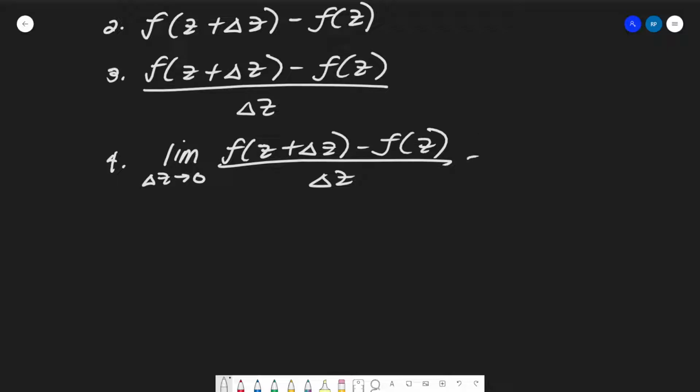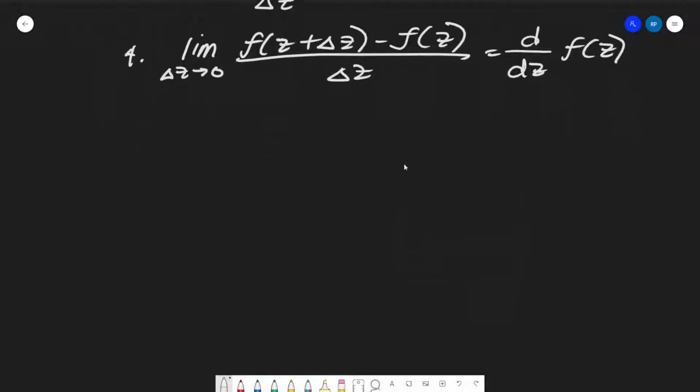And this is actually the derivative, d over dz of f of z. So we are differentiating in terms of z, not by any other letter. We are only differentiating in terms of delta z. Okay? So, let's try.